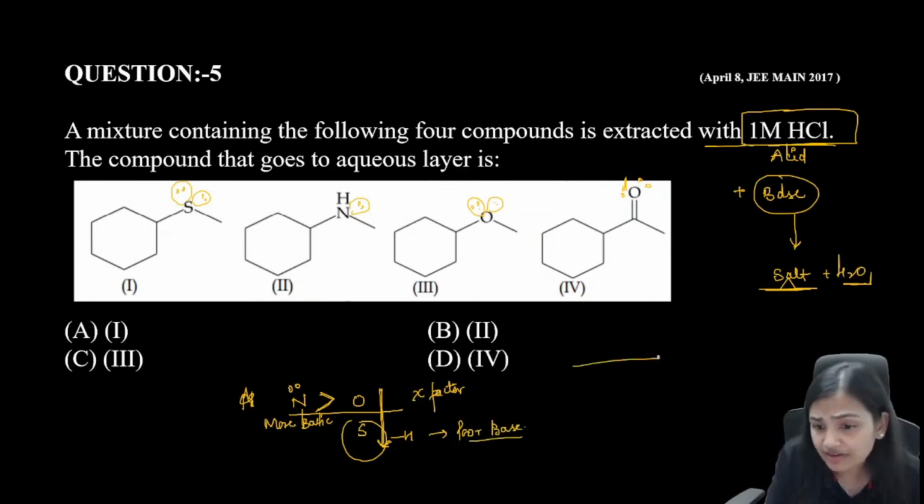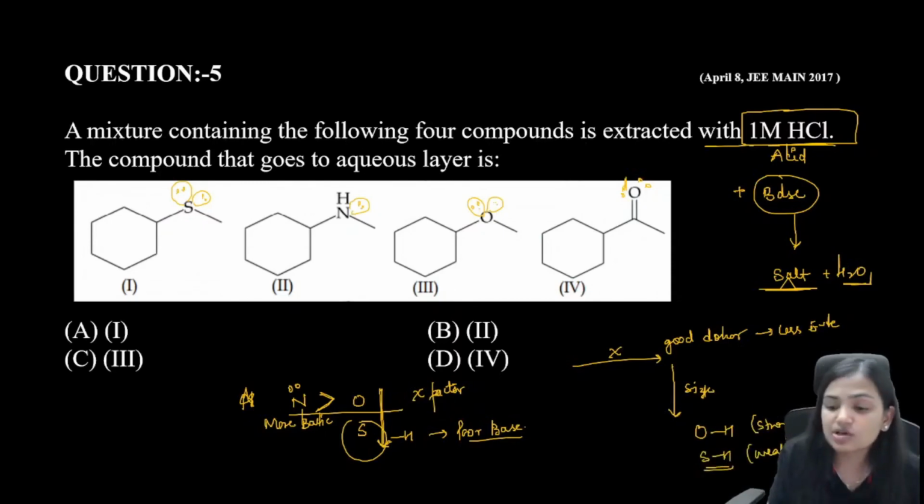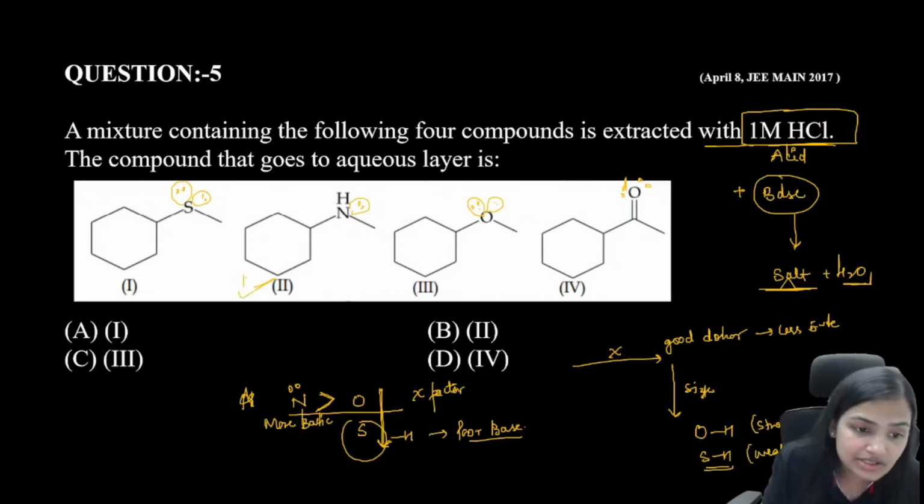So left to right, the electronegativity factor works. Top to bottom, the size factor works. Left to right, we have to see who is a good donor, who is less electronegative. Whoever is less electronegative is going to be a good base. But top to bottom, we have to see who will form a strong bond. We know that the OH bond will be stronger as compared to the SH bond. This will be weaker, because the bond strength decreases. So because of all such reasons, we can say that B is the right answer.